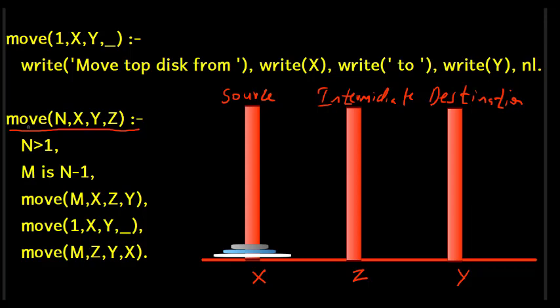This is the program part, and in Prolog we know how to run it. What we'll type as the command is move 3. Suppose instead of x, I write source, I'll just write it here, x, y, z. In that case, n is greater than 1. N means the number of rings. In the first case, n is equal to 3, which is of course greater than 1. Then m is n minus 1.